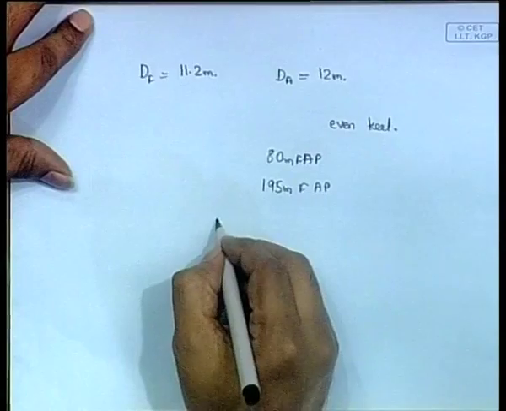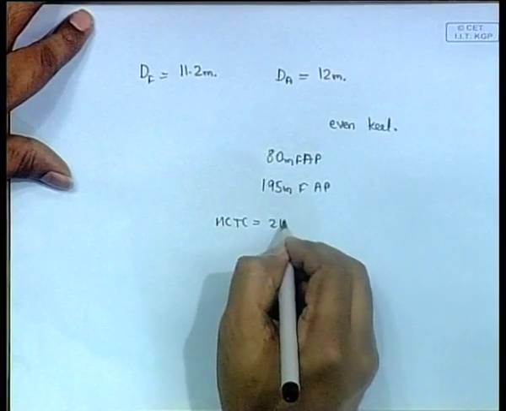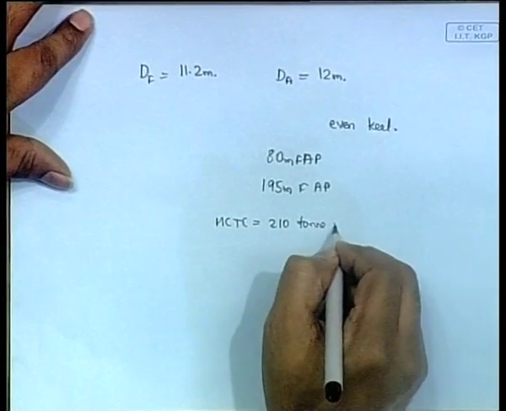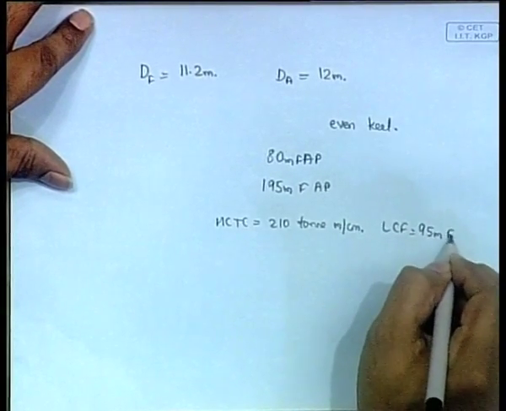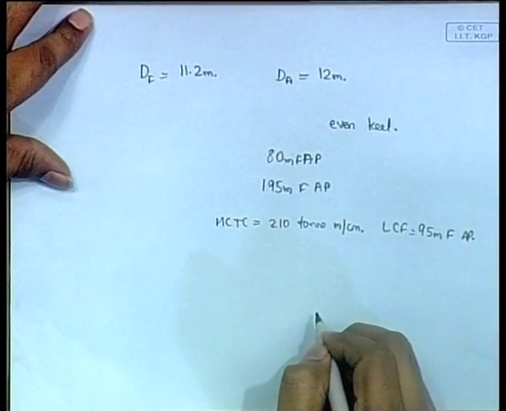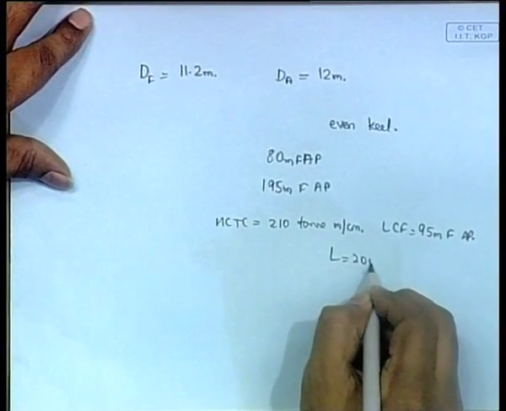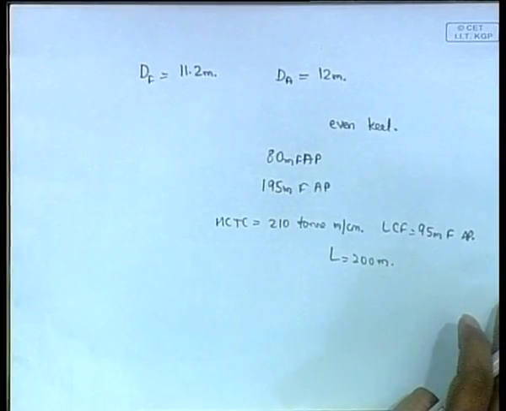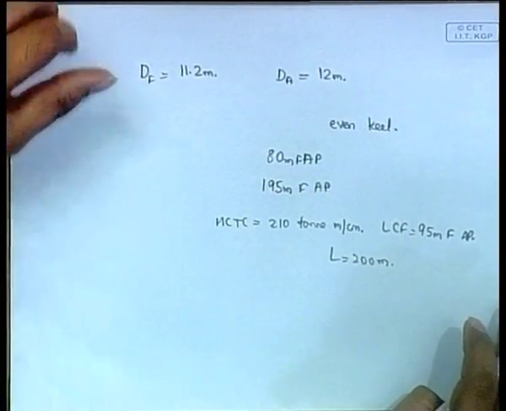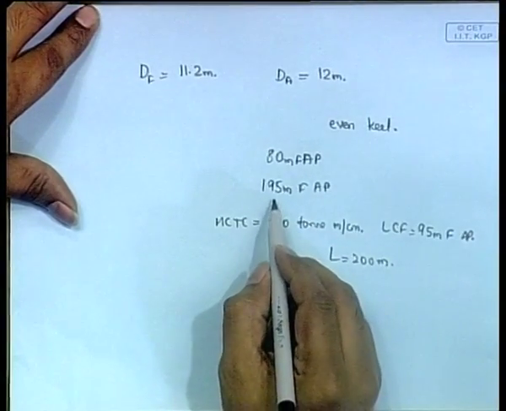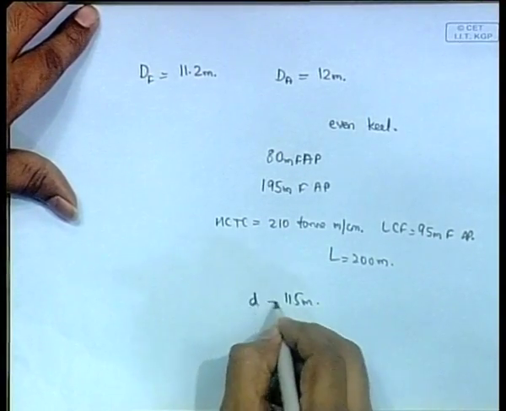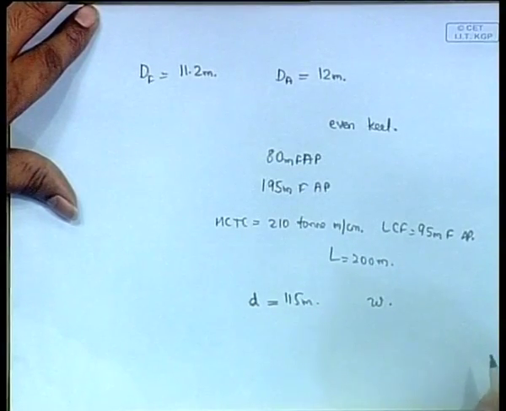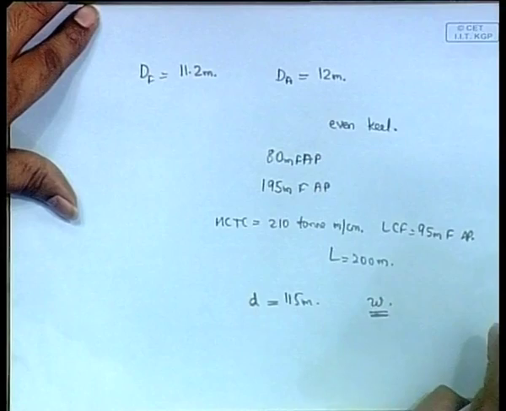Now, you are given MCTC equals 210 ton meter per centimeter, LCF 95 meters forward of AP, and the length of the ship is 200 meters. The question is how much ballast has to be shifted. First, we can find the distance it has to be shifted: 195 minus 80, so 115 meters. This is the distance through which a weight W of ballast water has to be shifted. This is what we need to find out.